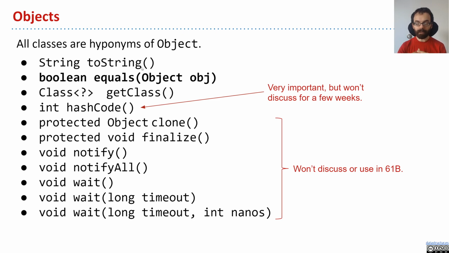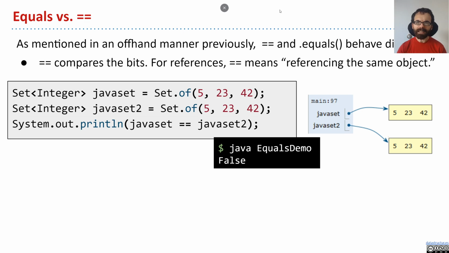Just like all object methods, there is some default implementation, and we're going to need to override this so that equals works properly. Now, don't we already have the equal equals operator? Well, we do. And I'd like to remind you, I've mentioned this kind of offhandedly, but here I'm really going to call it out: equal equals and dot equals are not the same thing. So what does equal equals do?